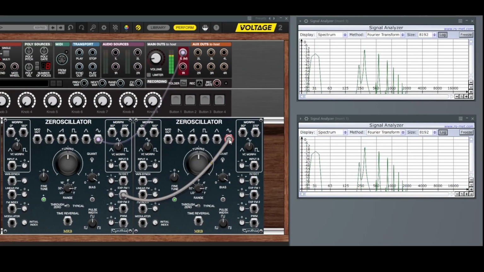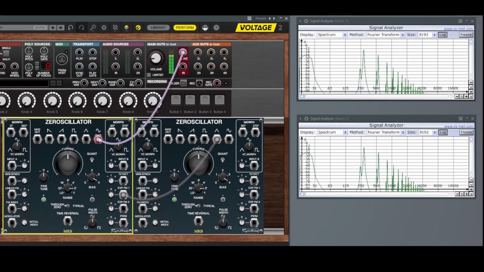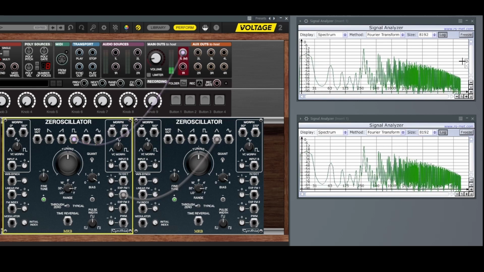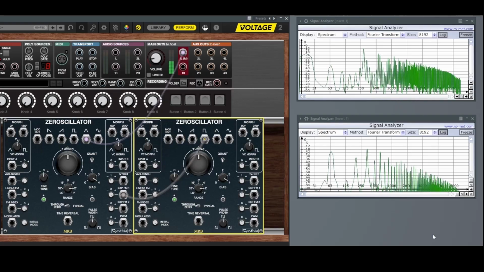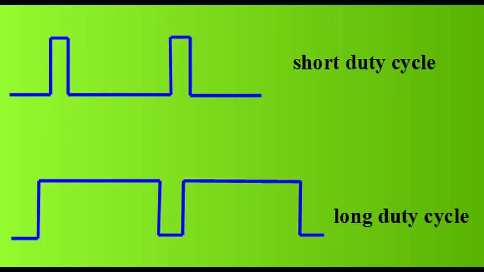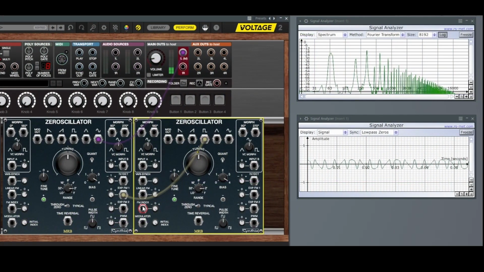Let me prove this only once more. I use triangle and square this time. Well, it's proved. Next question. When I moved through all the carrier-modulator combinations, we could see and hear that pulse waves with a very short duty cycle and pulse waves with a very long duty cycle sound the same when modulated. But what if they are the modulator and not the carrier?